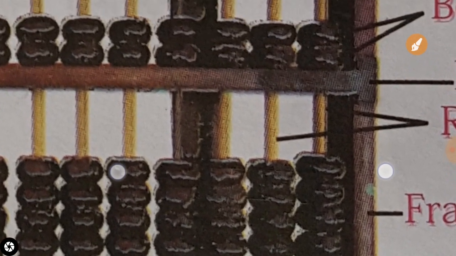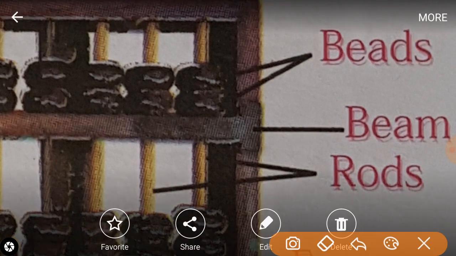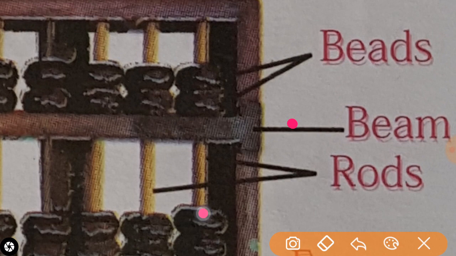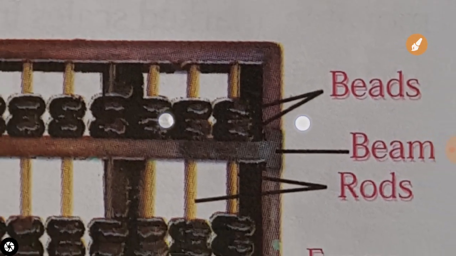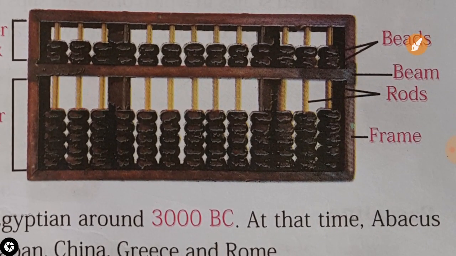Actually, we move the beads towards this beam. If we move these beads here, it indicates 1, and another goes up, it indicates 2. But it should be cleared first. This should be cleared, this should be gone here, and then the value: the upper bead has a value of 5, and each lower bead indicates 1.